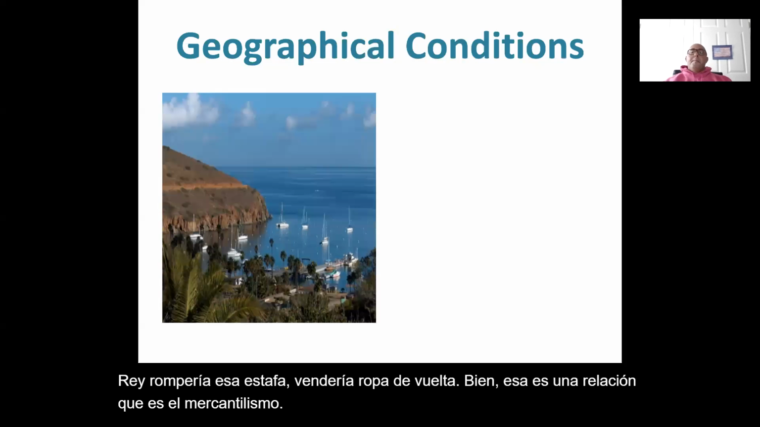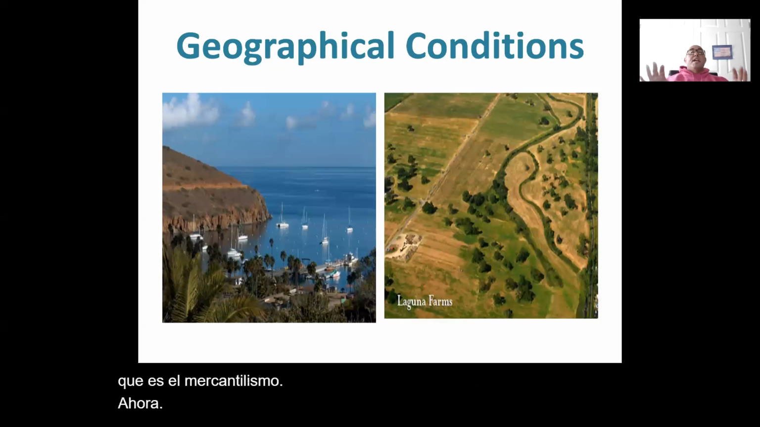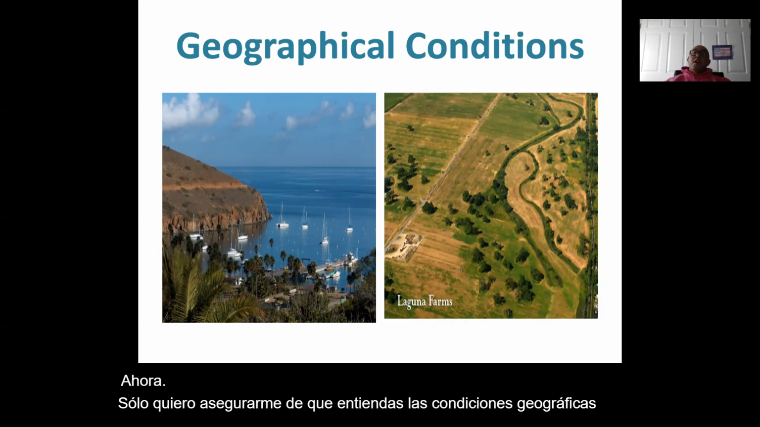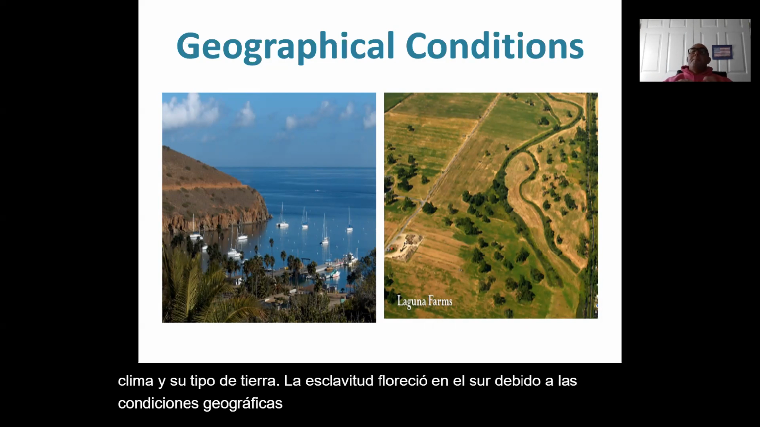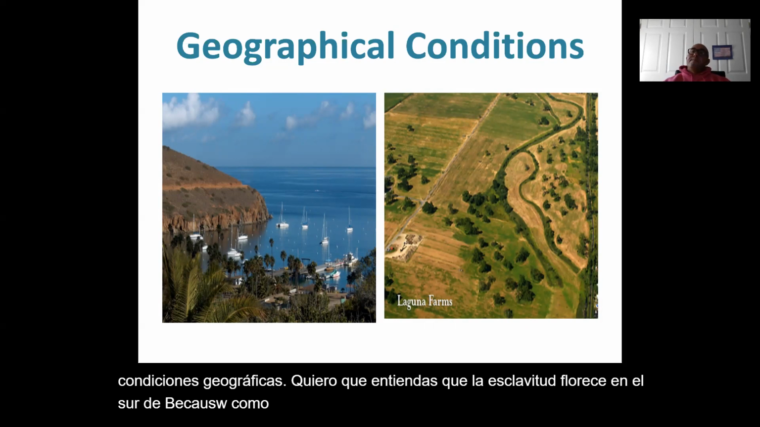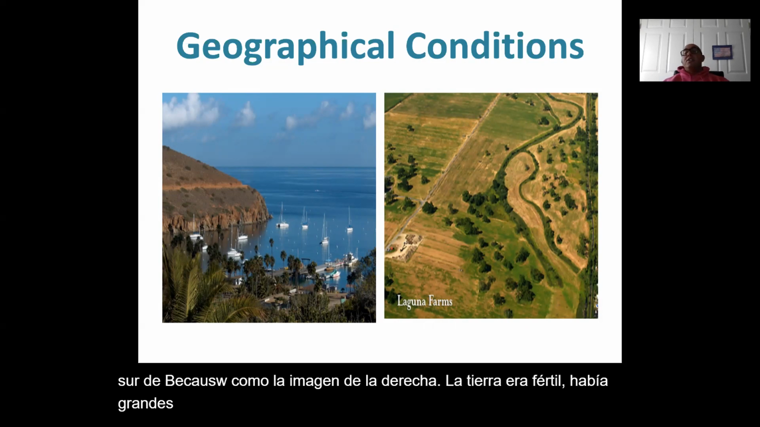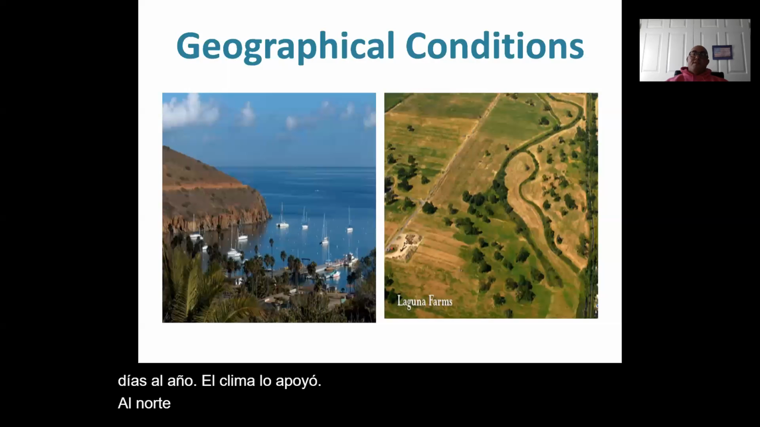Now, I just want to make sure you understand geographical conditions. It's climate and land type. Slavery flourished down south because of geographical conditions. I want you to understand that slavery flourished down south because, as the picture on the right shows, the land was fertile. There were large commercial farms, large plantations, and you could farm 365 days a year. The climate supported that. Up north, you cannot farm 365 days a year.